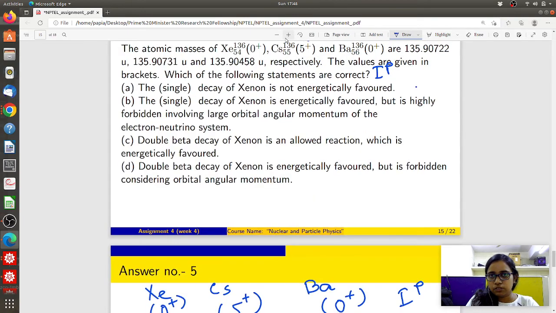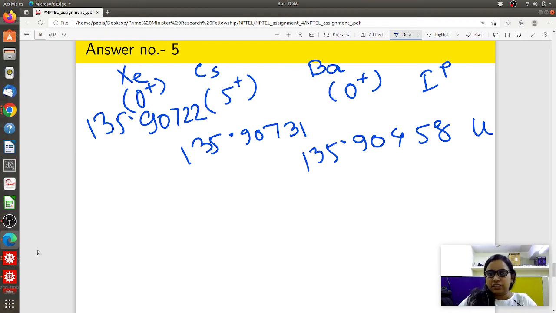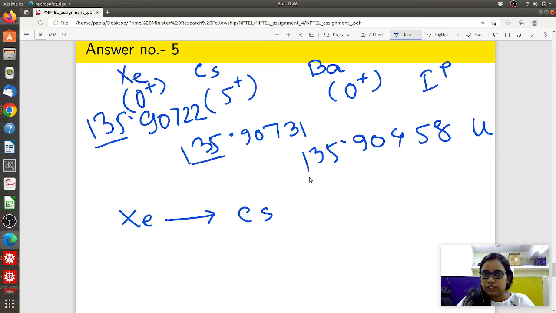Now I am going to zoom in. So these three are there. Now what was the question? If I am going to tell that xenon conducts a beta minus decay, is it energetically forbidden or allowed? This is the first option. So if beta minus happens to xenon, it will become cesium. I am just writing here, as you can all see that the first term of all the masses is 135.